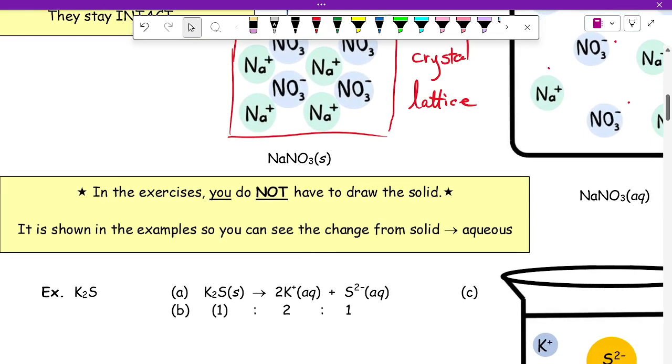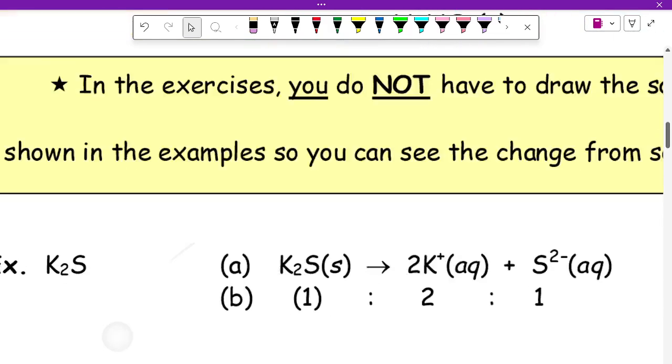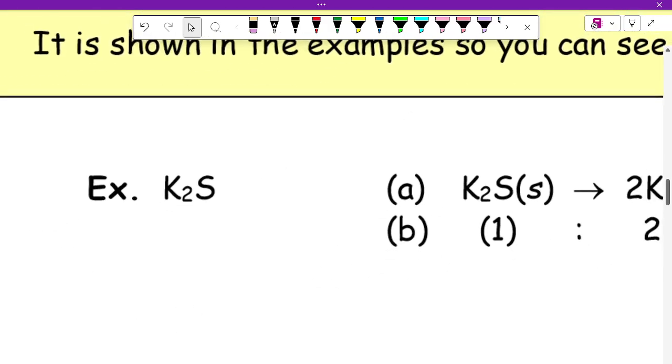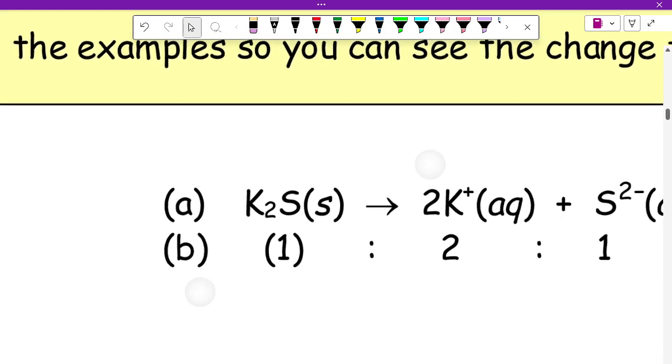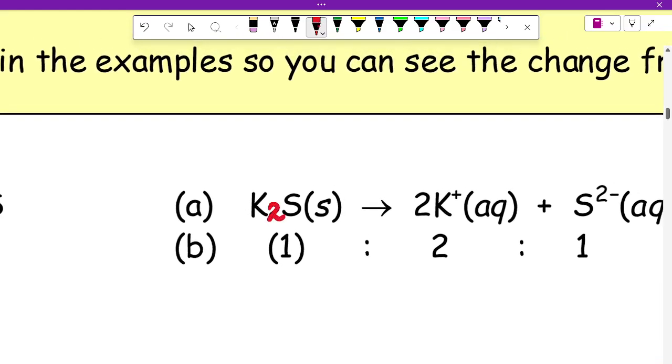And then we'll have an example where we have a non-1-to-1 ratio. We've got K2S. What is the name of this compound? Tell your neighbor. K2S. That is indeed potassium sulfide. How many Ks are there? 2. So when they dissociate, we're going to put our 2 here, okay?